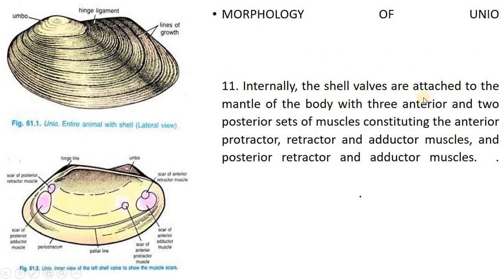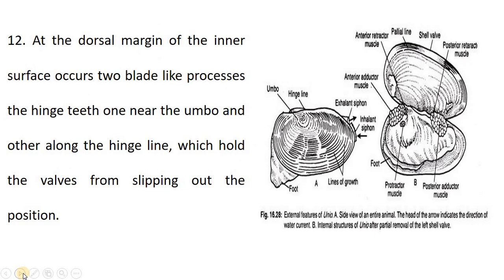The shells are attached to the mantle of the body with three anterior and two posterior sets of muscles: protractor, retractor and adductor muscles anteriorly, and posterior retractor and adductor muscles. At the dorsal margin, on the inner surface, occur two blade-like processes or hinge teeth, one near the umbo and the other along the hinge line, which hold the valves from slipping out of position. Because of these hinge teeth, the two shells are evenly attached together.